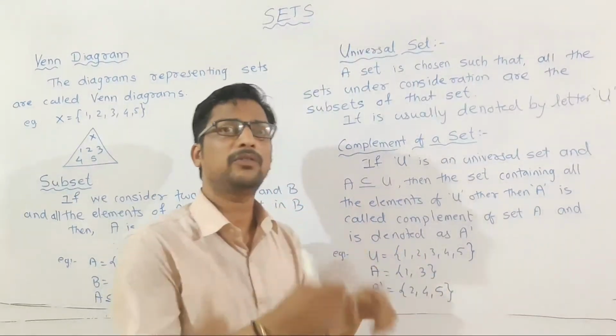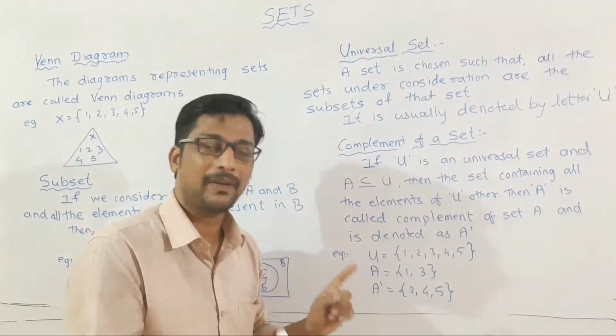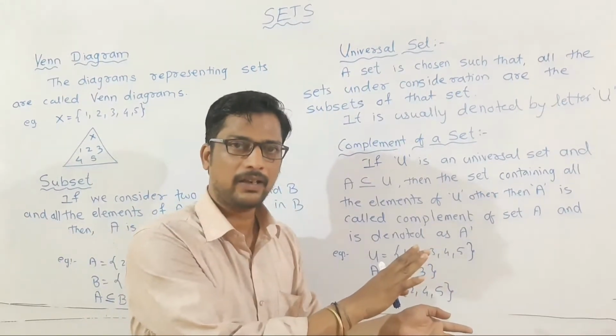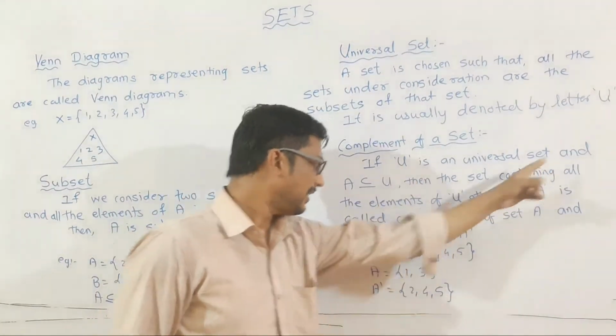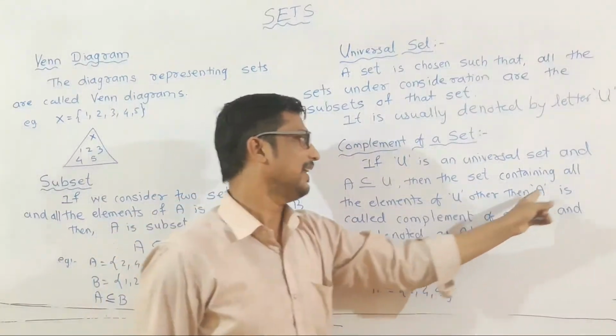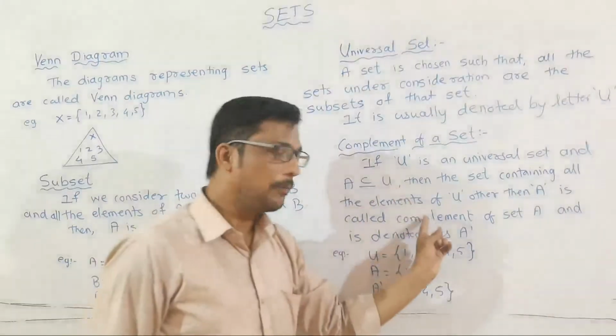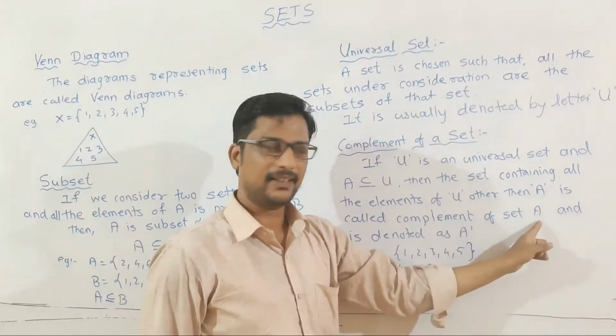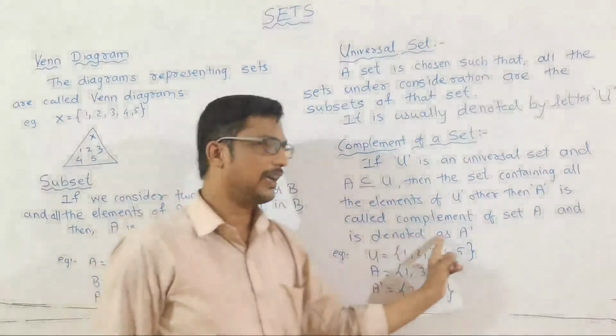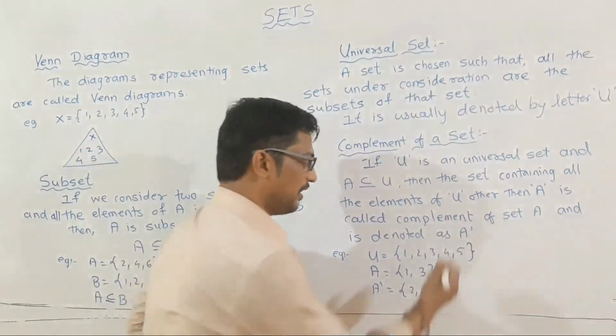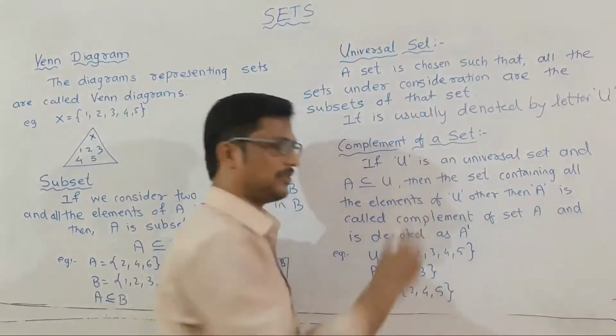That means the elements which are present in A should not be present in that set. Getting? So then the set containing all the elements of U other than A is called the complement of set A and is denoted as A dash.